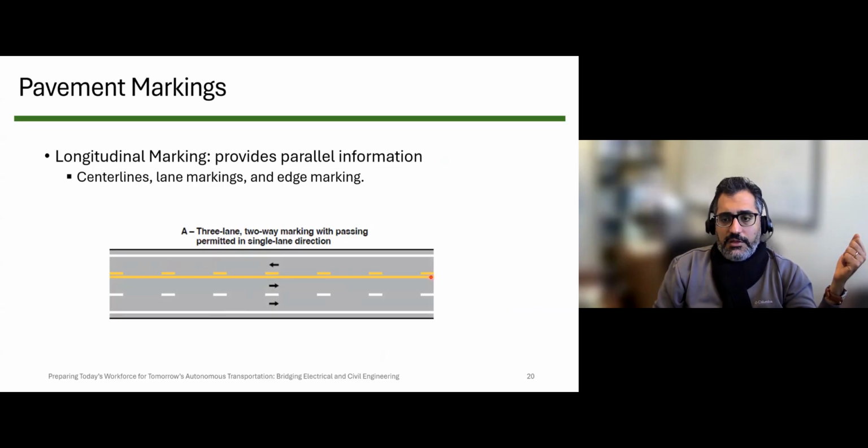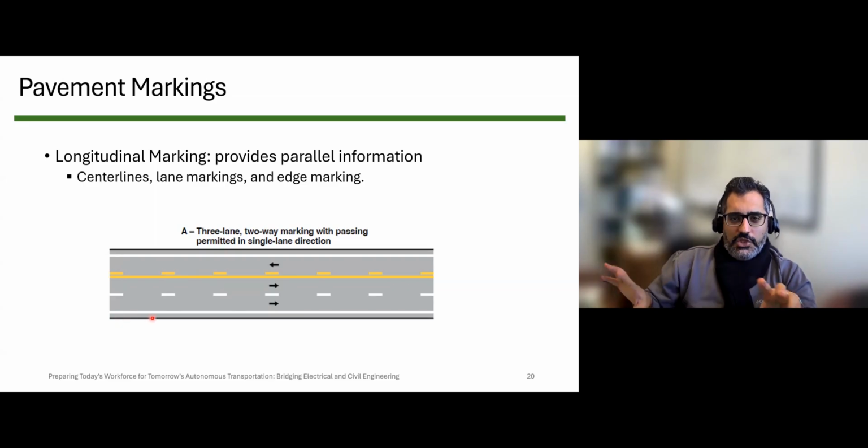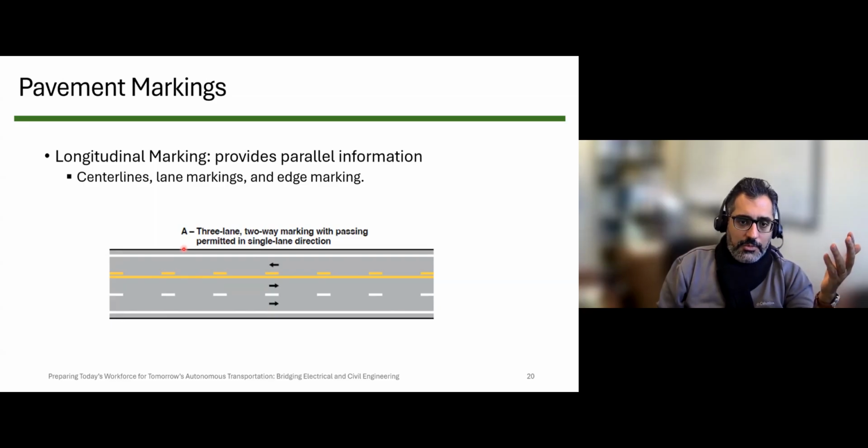We have the center line that separates two different directions of traffic, and that is yellow. And then we have the edge marking here. It is solid, so it shows the edge of the roadway, but it is white because it is not separating two different directions from each other. And then we have these dashed, broken white lines that separate traffic in the same direction from each other.